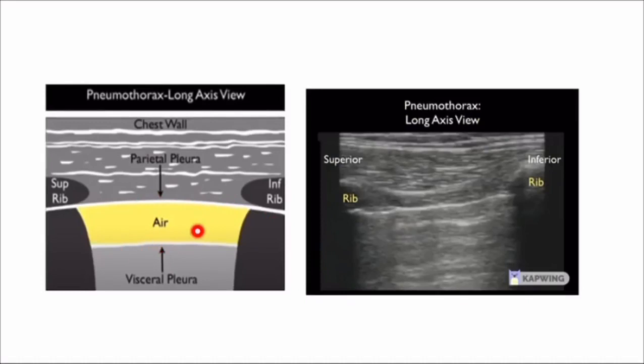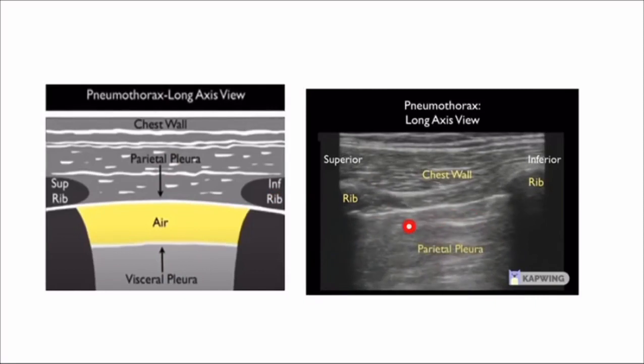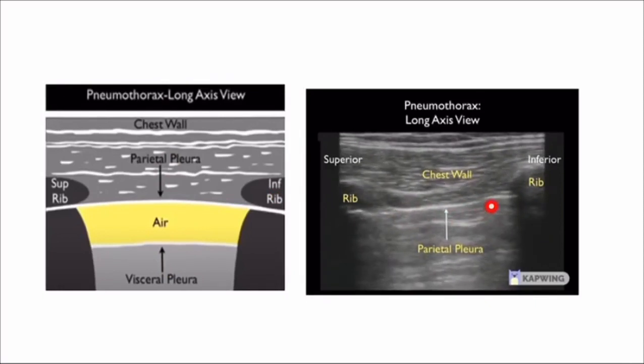This is a schematic diagram of a long axis view in which there is presence of air in between the parietal and visceral pleura. And this is the real-time scan of that diagram, in which there is absence of the sliding pattern of the pleura, and there is absence of the comet tail artifacts that is brought about because of the presence of intervening air in the pleural cavity. So this is an example of a positive extended FAST with evidence of pneumothorax.